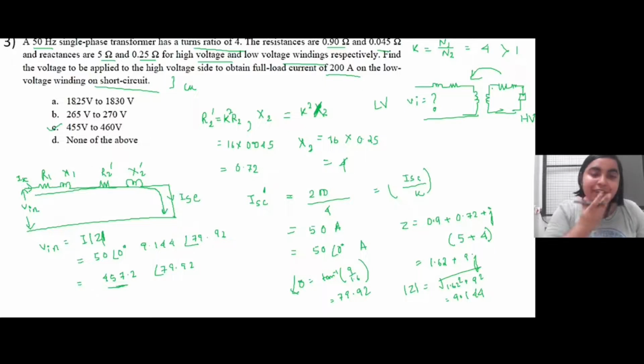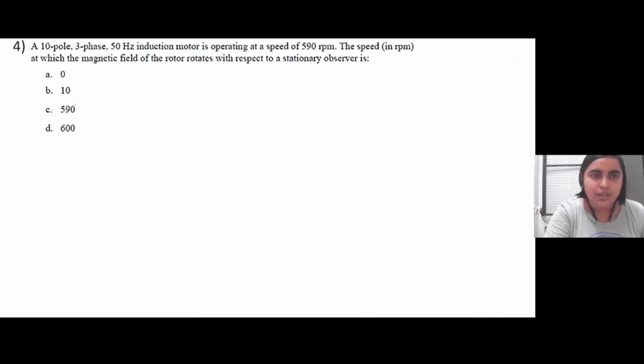So everyone got this one? Yes, ma'am. Okay. So this was the last question given in the previous assignment of transformer. The next question comes from induction motor. This is a very basic question on the induction motor, in which it is given that it is a motor with 10 poles, 50 hertz is the input frequency, and it is operating at a speed of 590 rpm. This 590 rpm is basically the rotor speed.